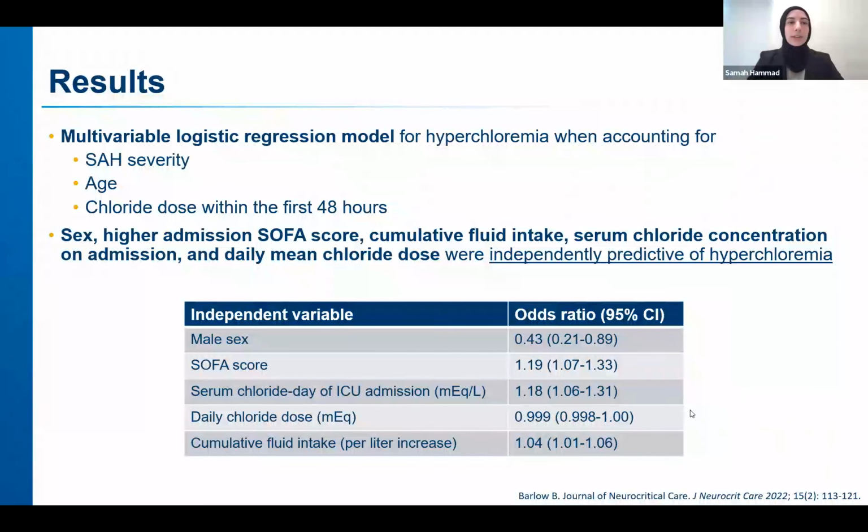When looking at the multivariable logistic regression model for hyperchloremia, it was accounting for subarachnoid hemorrhage severity, age, and chloride dose within the first 48 hours. Sex, higher admission SOFA score, cumulative fluid intake, and serum chloride concentration, as well as daily mean dose were independently predictive of hyperchloremia. Of note, male sex and daily chloride dose were actually inversely associated with the development of hyperchloremia. And there was also another multivariable regression model that looked at AKI and found that patients with CKD, sepsis, and nephrotoxin exposure were all independently predictive of AKI as well.